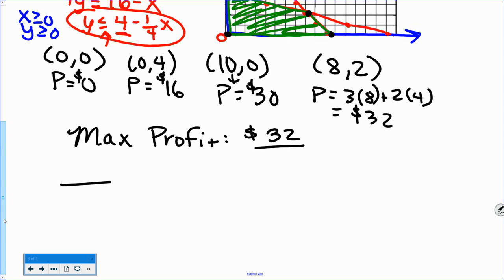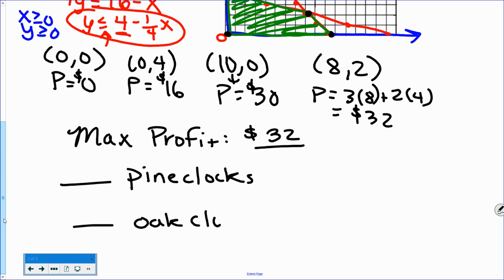And I would say, well, how many pine clocks did that take? And how many oak clocks did that take? Okay, and you'd say, well, 8 was my X, which represented the pine clocks. 2 was my Y, which represented the oak clocks. And then I would be done with my problem.